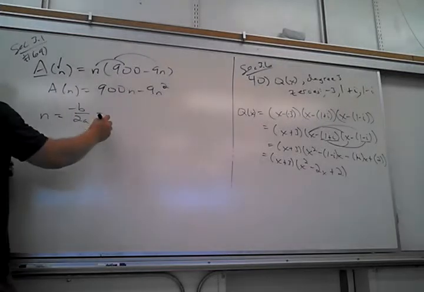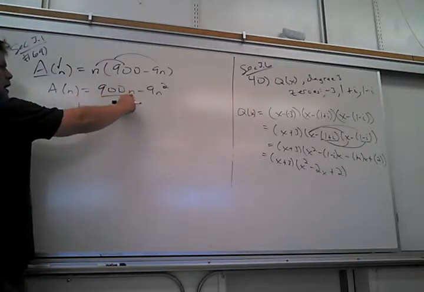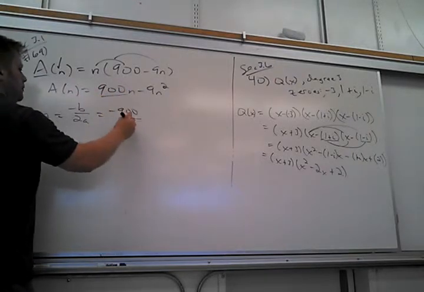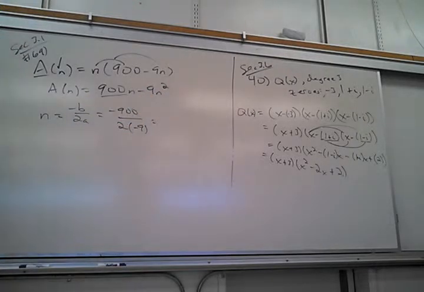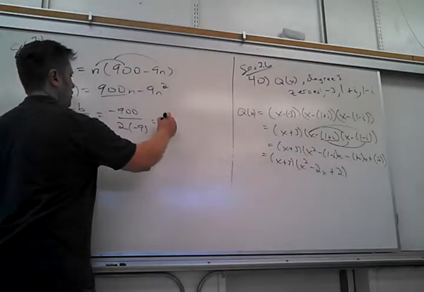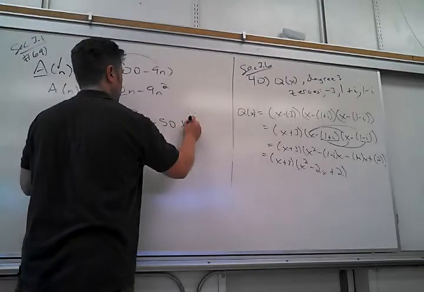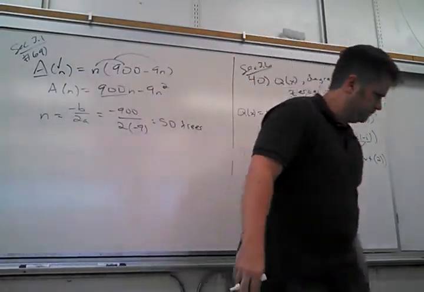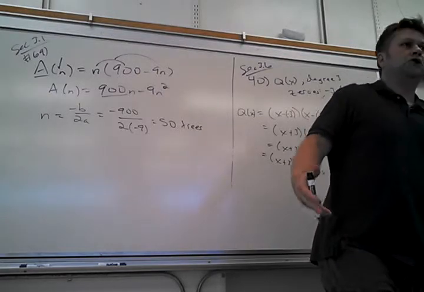So negative b, what's b? 900, good. The thing in front of the first power term. Negative 900 divided by twice negative 9. And that's 50. What does that mean? 50 trees. So if I plant 50 trees per acre, yep. And they just asked me how many trees should be planted.